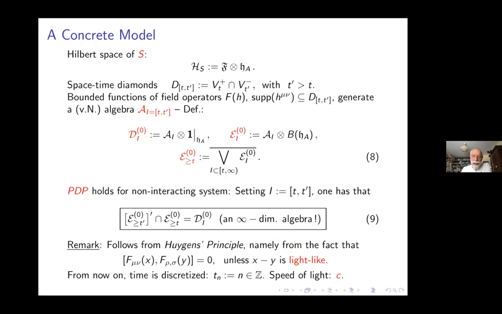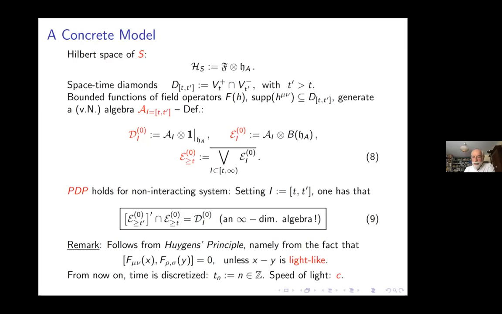And E greater or equal to T, for the non-interacting theory, is the algebra that you obtain by taking all the algebras E sub I super zero, where I is an interval of time contained in the half open interval from T to infinity. And then you close weakly to get the von Neumann algebra. Now it turns out that as long as the atom doesn't interact with the electromagnetic field, the principle of diminishing potentialities holds.